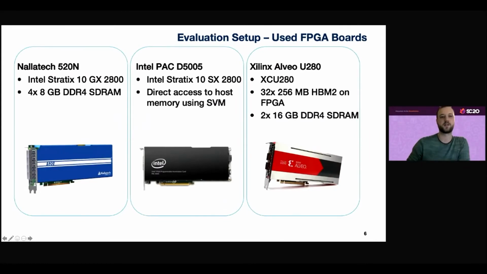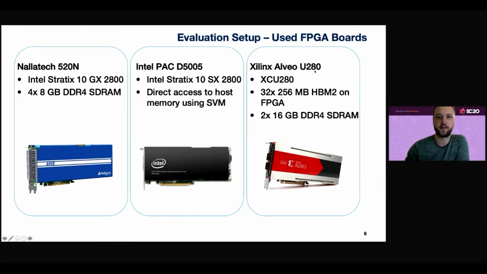So for our evaluation setup, we used 3 different FPGA boards that are listed here. I listed the used FPGAs on the boards and the global memory because this will be the most important part when executing the benchmarks currently. The first boards, the 520N and the PEC board, have a quite similar Stratix 10 FPGA equipped, but we use different global memory here. The 520N has 4 banks of DDR memory, whereas for the PEC board, we used a reference board support package that allowed us to directly access the host memory from the FPGA board.